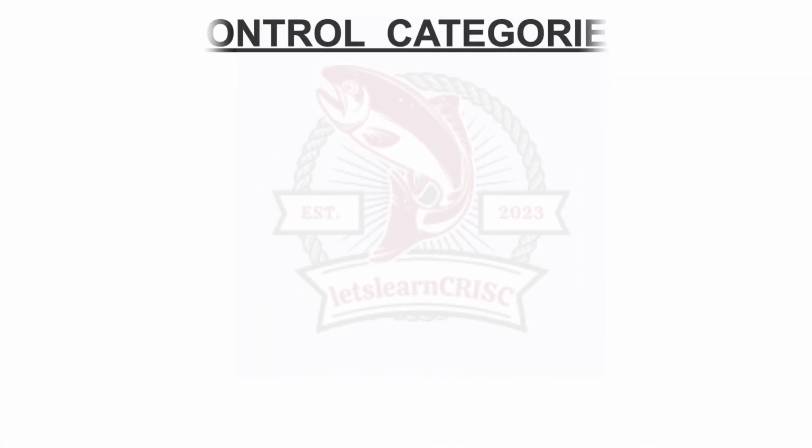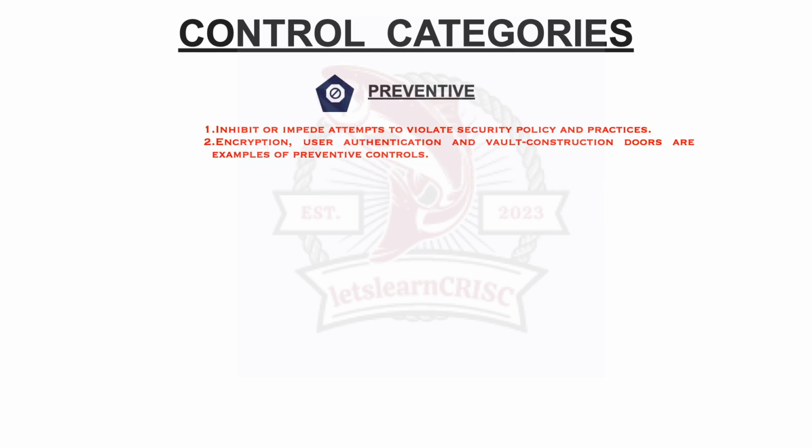Moving further ahead, now we'll discuss the control categories. Under the control categories, the first is the preventive control. The preventive control inhibits or impedes attempts to violate security policy and practices. Encryption, user authentication, and vault construction doors are examples of the preventive control.